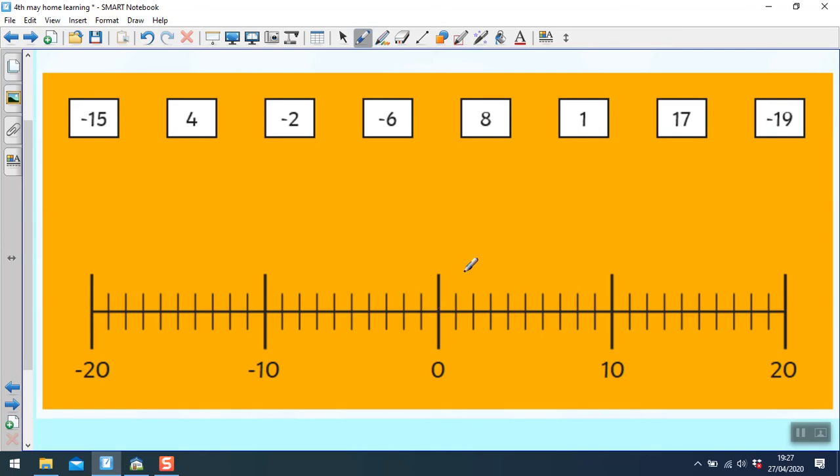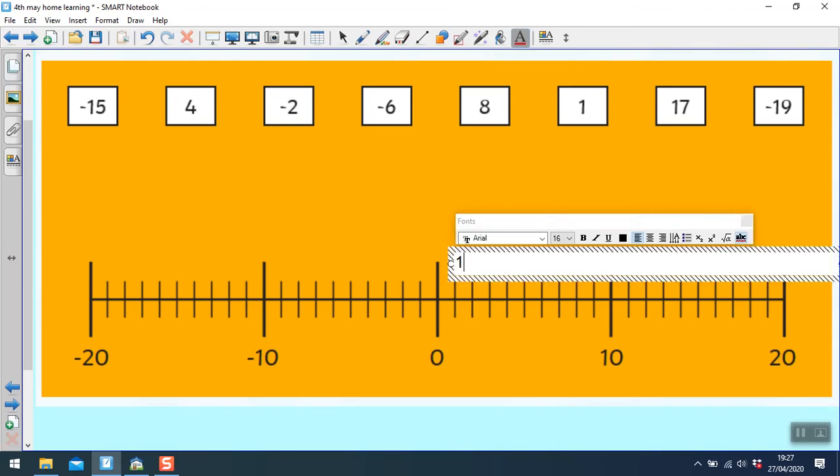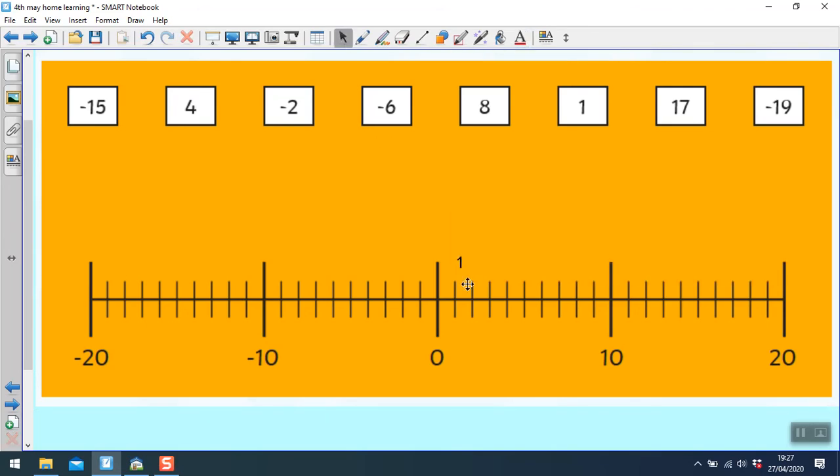Okay, so I've got 0, 10, 20, and I've got -10, -20. I'm going to start with the easiest ones. I'm going to start with the number 1. Here's 0 and here's 10, which means that this here must be the number 1. Move that one there a little bit, and I'm going to cross it off because I've done that one.